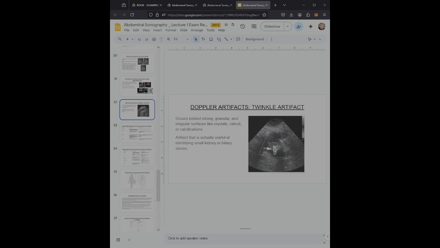Twinkle artifacts. These occur behind strong granular and irregular surfaces, such as crystals, calculi, or calcifications. And it's quite useful actually at identifying small kidney or biliary stones.